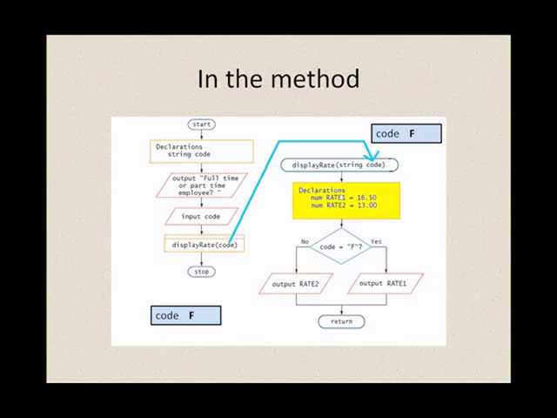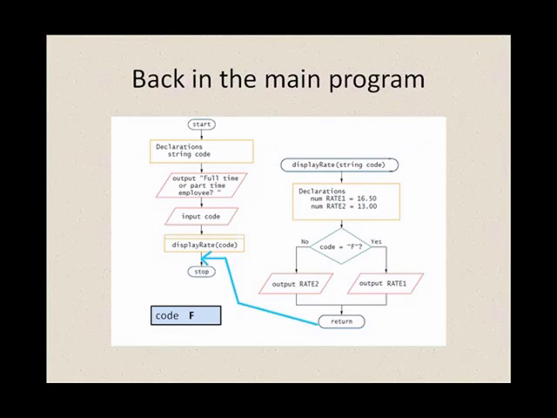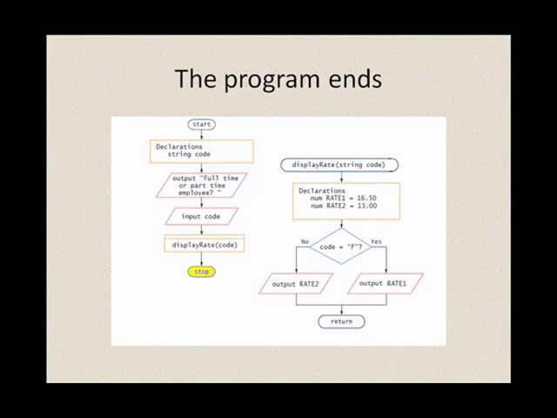Then the declarations are made, code is compared to F, and in this case, yes, it is F, and this time we'll output rate 1. When displayRate ends, the local variable code goes out of scope. After you return to the main program and it ends, code is also gone from memory.